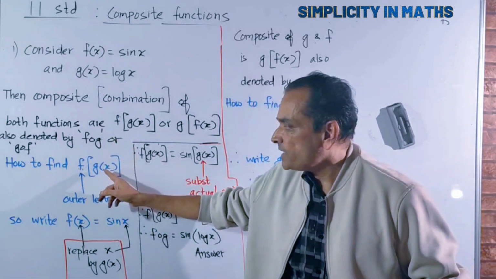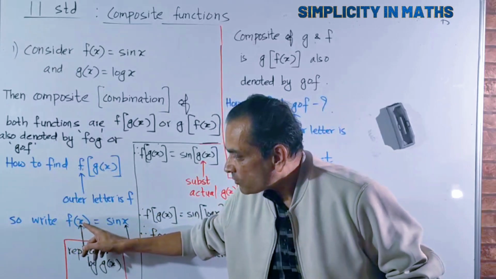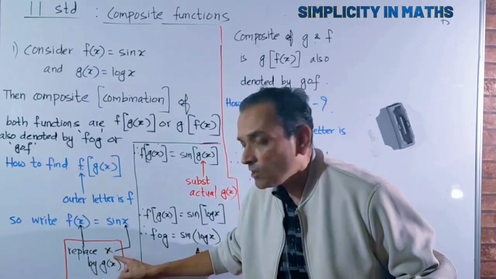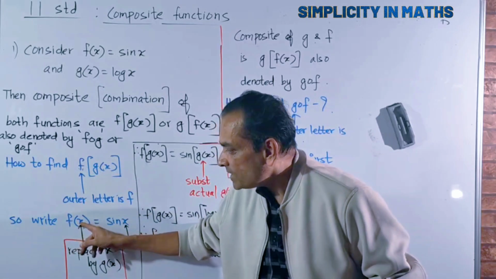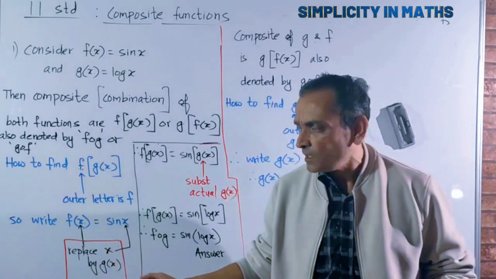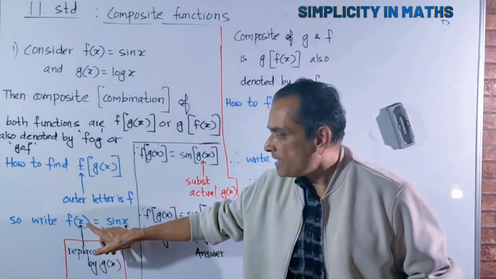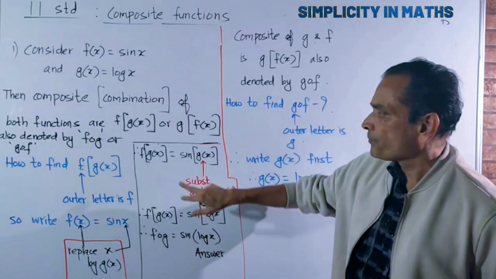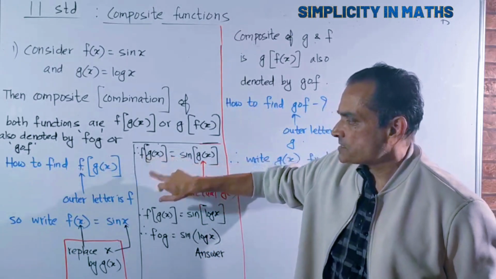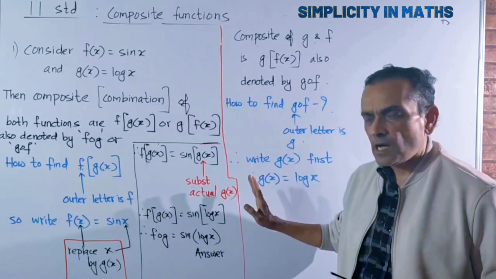f के सामने क्या चाहिए? gx. So we are going to replace x by gx. Why? Because we need gx in front of f. f के सामने gx आने के बाद ही f of gx मिलेगा ना. So replace x by gx on both sides. यहां पे gx डालो, यहां पे gx डालो, देखेंगे क्या मिलता है. f of gx, sin of gx. Clear? Answer मिल गया ना.